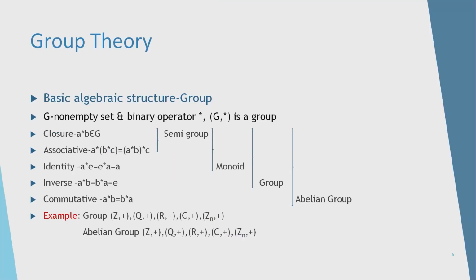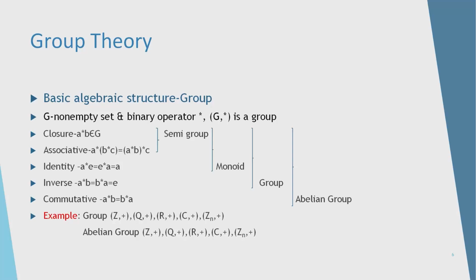Now coming to modern algebra. The basic algebraic structure in modern algebra is a group. For a group, let us consider a non-empty set G along with a binary operator star. Then the structure (G, star) is said to be a group if it satisfies the following axioms. That is closure, associative, identity, inverse. Closure is nothing but take any two elements a and b in G, then a star b is also an element in G. Then star is closed.